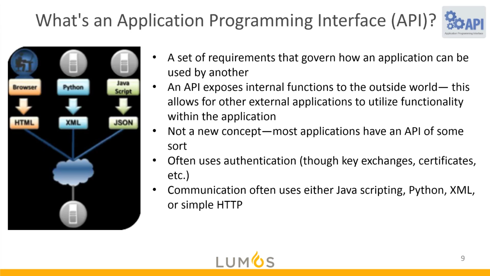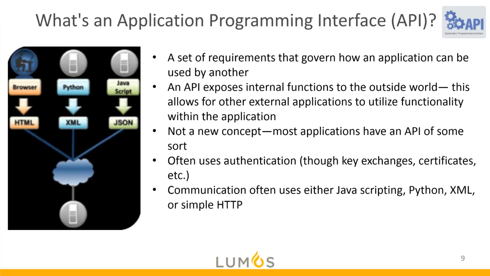It's a common agreed upon language. Think of it that way. So it's a set of requirements that governs how applications can be used by other applications. What an API does is expose the internal functions to the outside world, but in a very rigid, very structured format, so that I know if I make this call, I know exactly what I'm going to get back. Now I have to do something with that data, but I know what I'm going to get back.